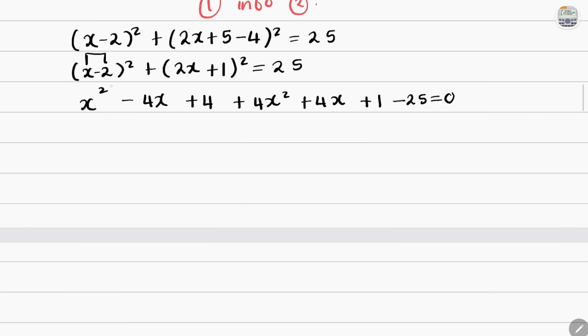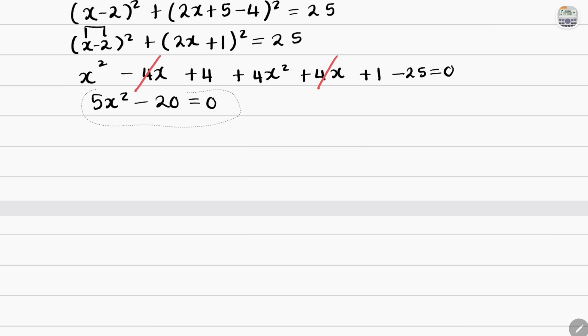So we have x squared and 4x squared going together. That's 5x squared. And then the negative 4x and the positive 4x, those are gone, because a negative and a positive of the same thing just become 0. And then we have 4 plus 1, which gives us 5, and then minus 25. What is 5 minus 25? That is negative 20, equal to 0.